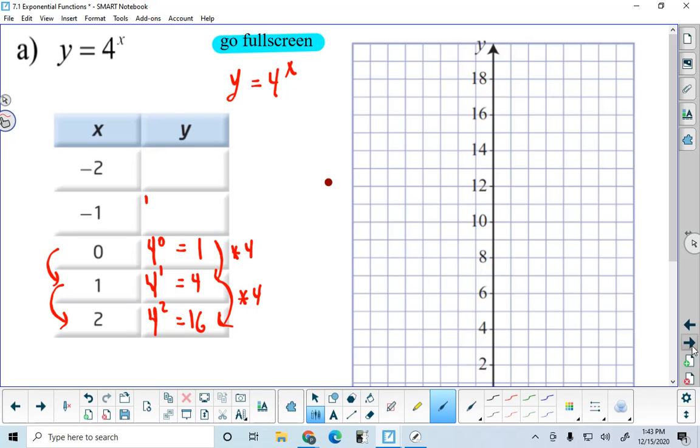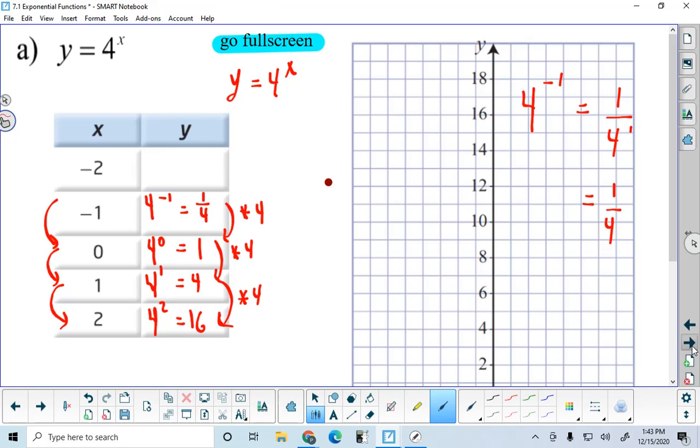If you were to put in 4 to the negative 1, you should know that 4 to the negative 1 means 1 over 4 to the positive 1, which is a quarter. I suppose you could use your calculator, but this is a quarter. And I want you to notice again, as x goes up by 1, y gets multiplied by 4.